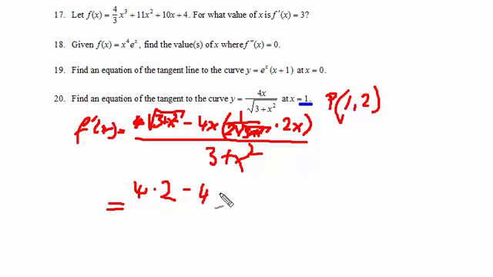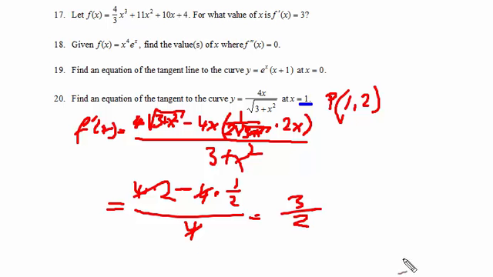Then minus 4 times, this is x, it's 1 over 3 plus 1, which is 4, the square root of that is 2, so 1 over 2, and then this whole thing over 4, and I reduce the 4s. So 2 minus 1/2, and that is 3/2. All right. So that is the slope.